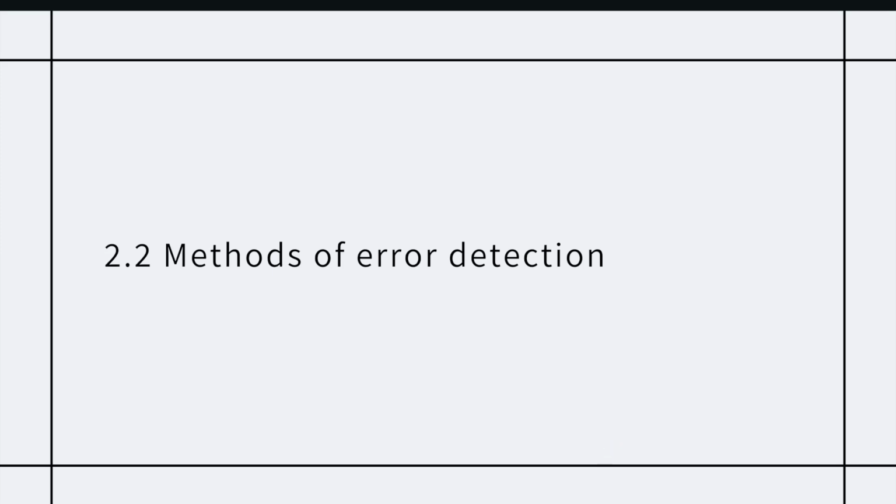Okay, then I'm going to talk about the methods of error detection. So, why do we need error detection? That's because when we transmit data, the data may be lost or changed during transmission.